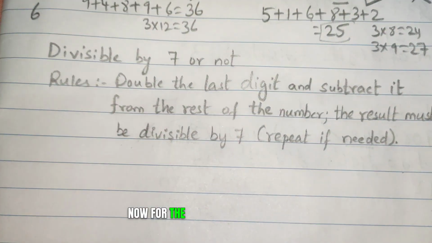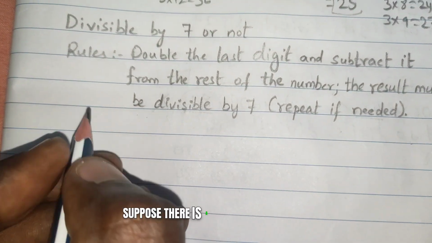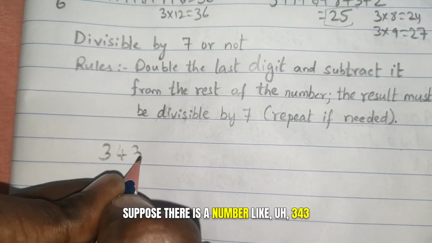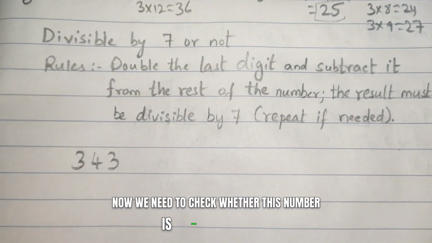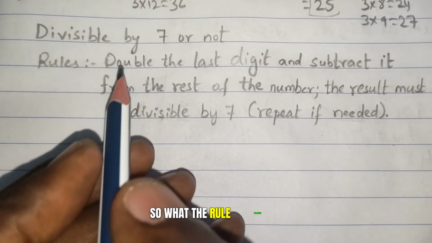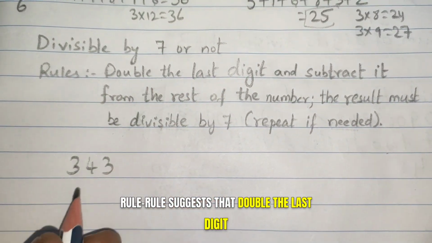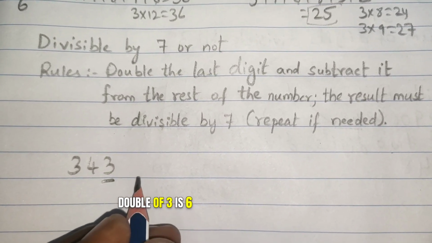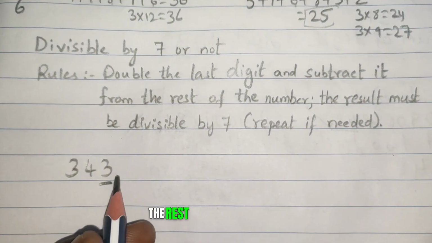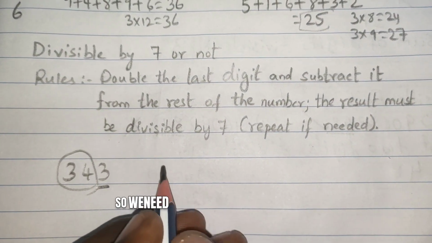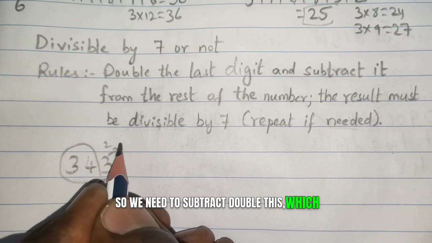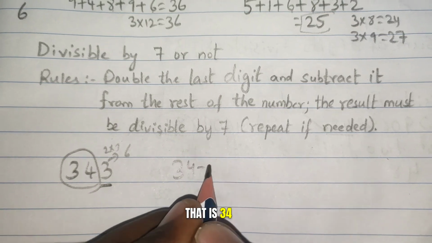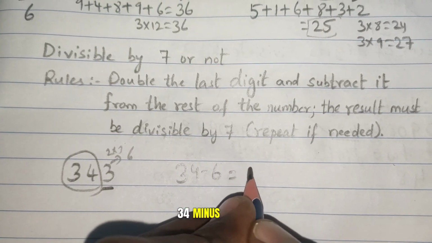Now for divisible by 7 or not, suppose there is a number like 343. We need to check whether this number is divisible by 7 or not. So what does the rule suggest? The rule suggests doubling the last digit. The last digit is 3 and we need to double it. Double of 3 is 6, and subtract it from the rest of the number. The rest of the number is 34. So we subtract 6 from 34. 34 minus 6 is 28.